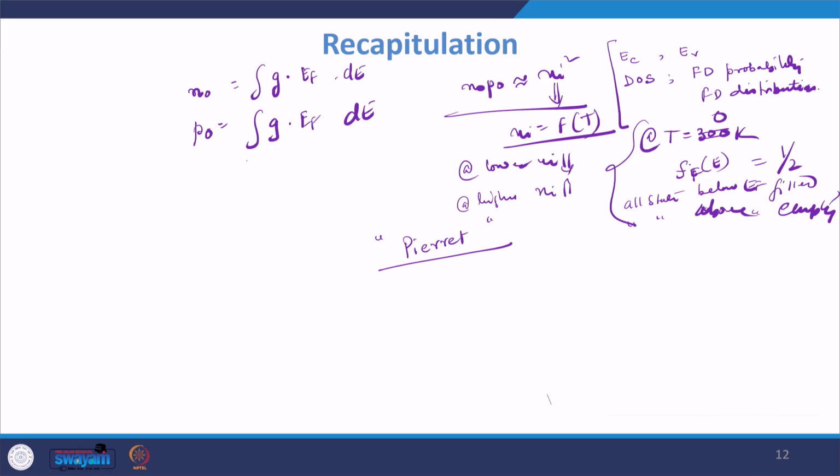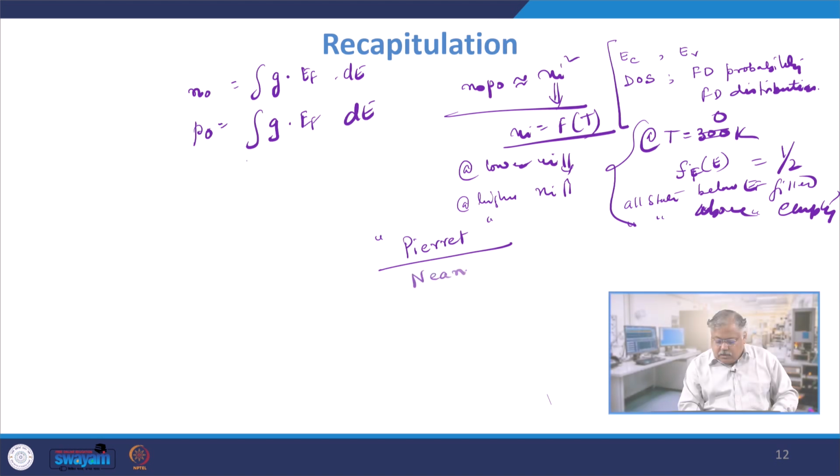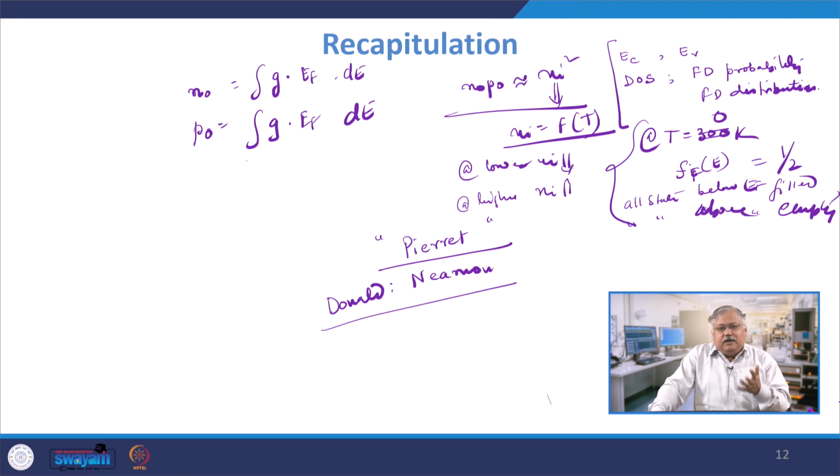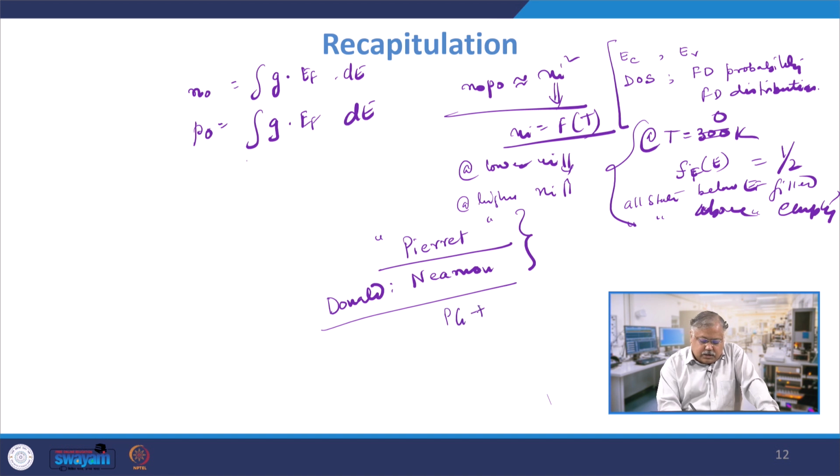A good book to look into is obviously Neamen, but another very good book which I found very interesting is Pierret. I am not very sure about the spelling. This is a very old book, 1965, but it gives you a very good conceptual idea. Then we have Neamen, which is Donald Neamen. So if you are at UG level studying this course, these are the two books to go by, and those of you at PG level can add another book, and that is Streetman. Even UG people can also look at Streetman.